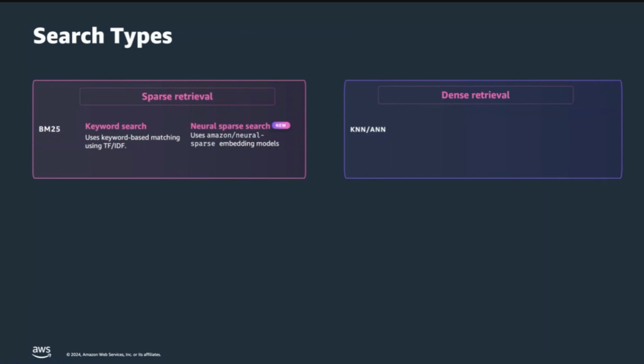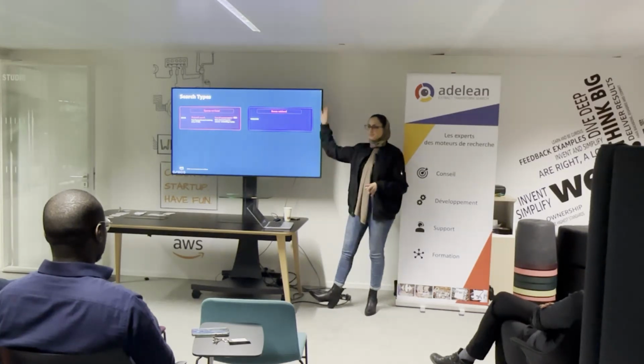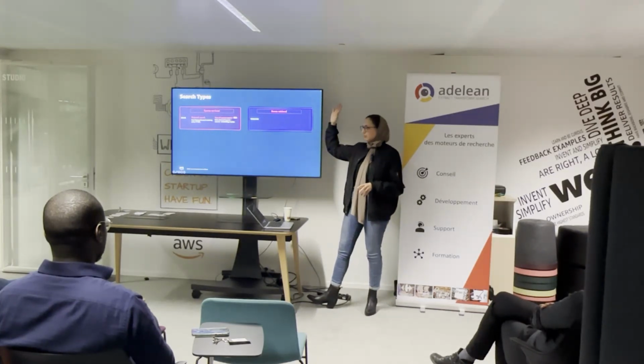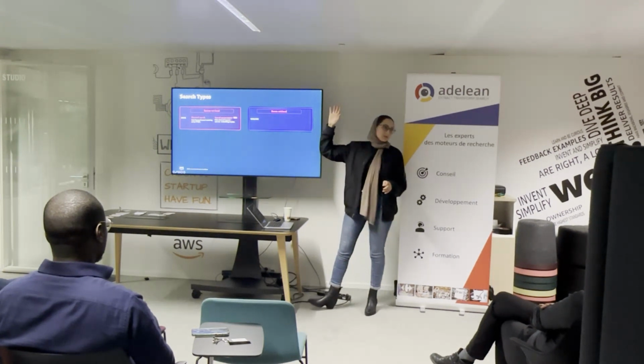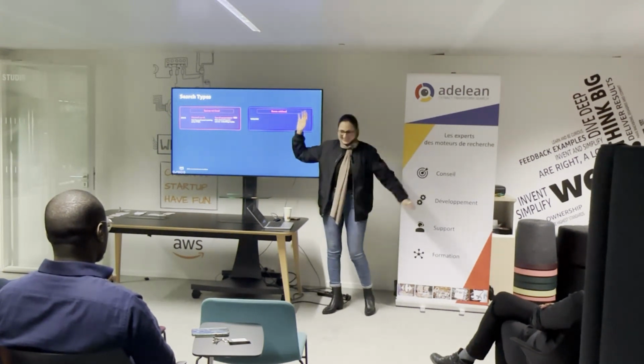To give you a quick idea about what is the difference between KNN and ANN, does anyone have the answer? Anyone familiar or knows what's the difference? You, I will not look there.